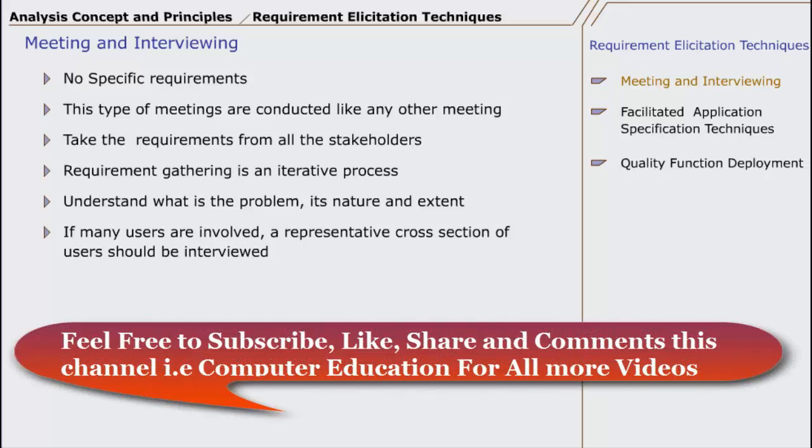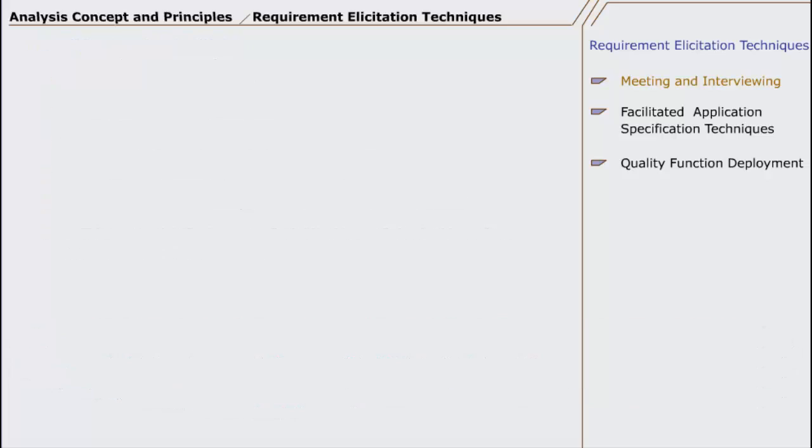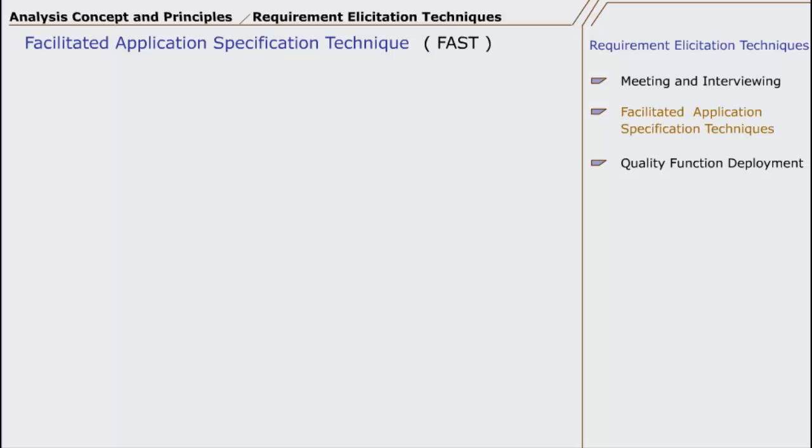Facilitated application specification technique, commonly referred to as FAST, is another requirement elicitation technique. It is observed in the software industry that sometimes customers and software engineers do not work cooperatively. The FAST technique encourages the creation of a joint team of customers and developers who work together to identify the problem, propose solutions, negotiate different approaches, and specify a preliminary set of solution requirements.